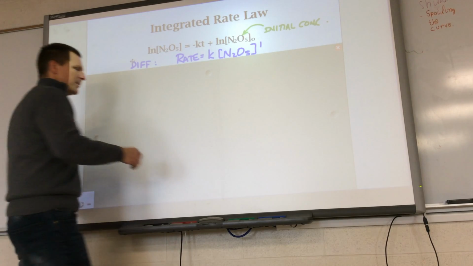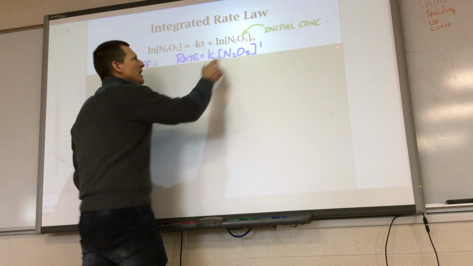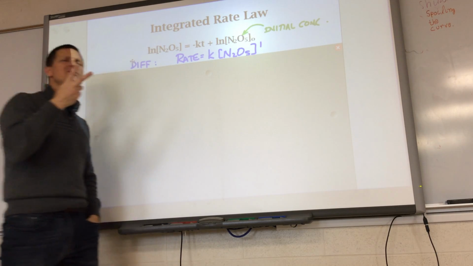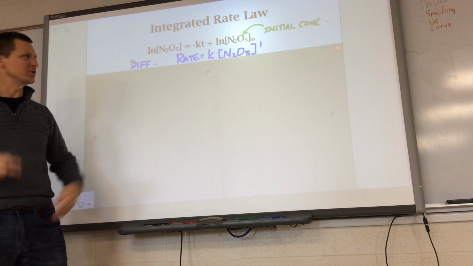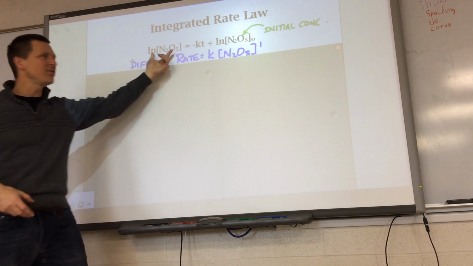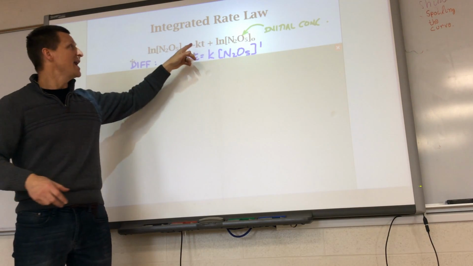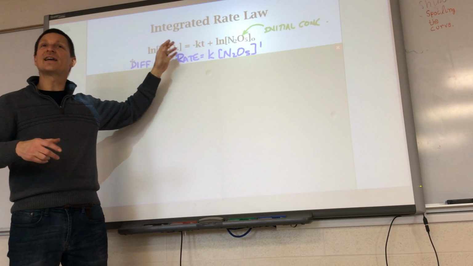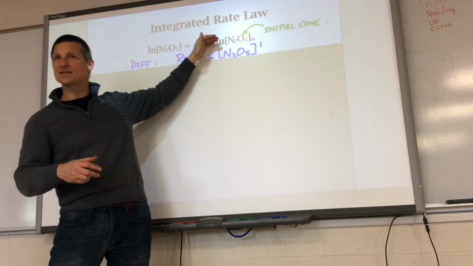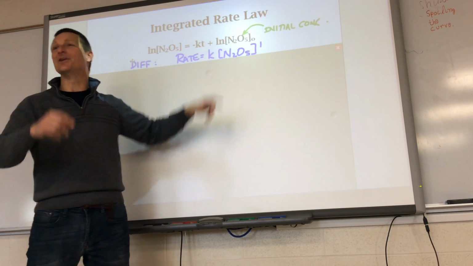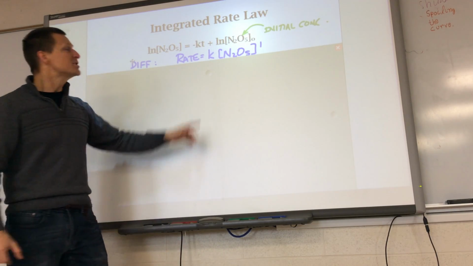Now, the K is a constant. This term at the end is a constant. So really, we only have 2 changing variables in this expression: the ln of N2O5 and the time. And since we have 2 changing variables, and K is a constant, what kind of relationship is this? Linear. Variable, constant. It's a linear relationship. Yes. So that means this.